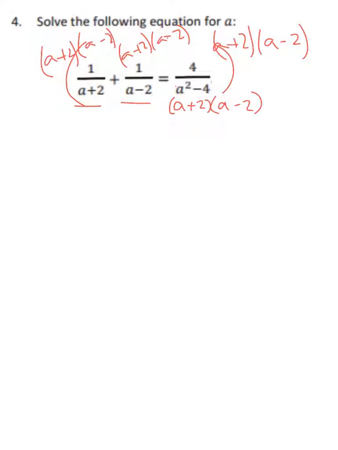So, the first one, I'll use a different color. The a plus 2 cancels with the a plus 2. So what am I left with? I'm left with this a minus 2 times 1. Well, anything times 1 is itself, so that's going to be an a minus 2. Plus, there's our plus sign there. The next one, the a minus 2s cancel. So what am I left with? 1 times a plus 2. So that's an a plus 2.